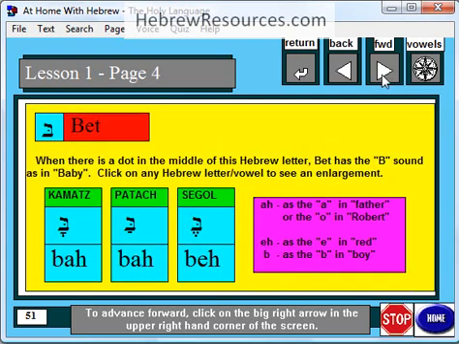The second letter is bet, and it does have a dot in the middle when it's a B sound. So in this case, the dot in the middle is called a dagesh. And it's not a vowel, it actually tells you how the letter is pronounced. And then below that we have segol, which is be or bay. Then we have ba with the patach, and ba with the kamatz. So we have be, ba, ba.